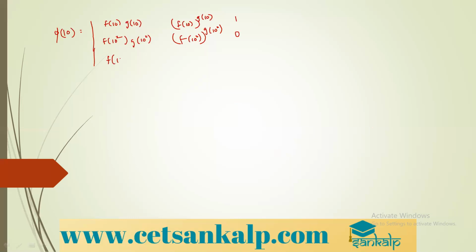The last row: f of 10 cube, g of 10 cube, multiplying. Then f of 10 cube power g of 10 cube, and then 1. Now my work is just to put all of these in. F of 10 is 1, g of 10 is 1, and this is 1. F of 10 square is 2, g of 10 square is 1, and then 0. F of 10 cube is 3, g of 10 cube is 1, and then 1.